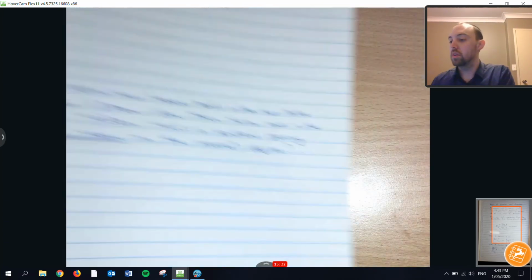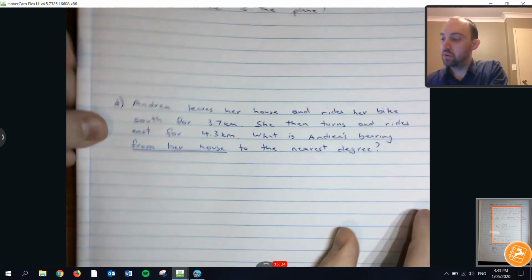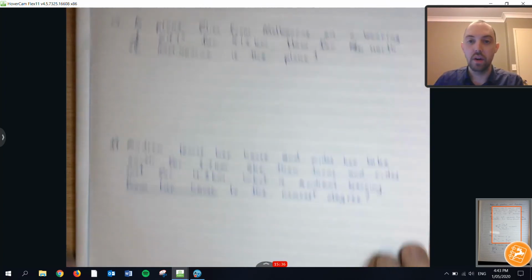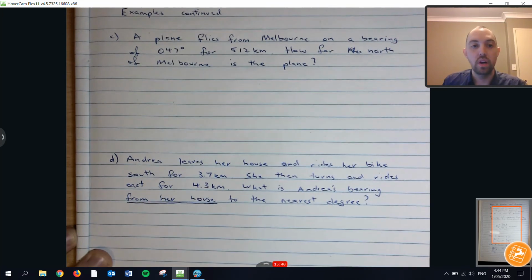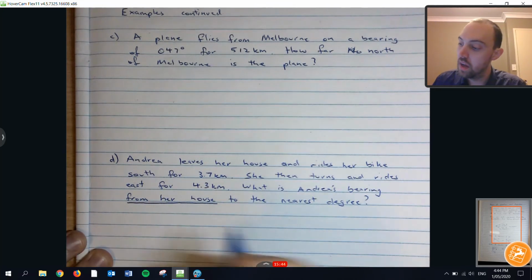Keep going. We've got 2 more examples to run through. This time they're going to be about bearings. The plane flies from Melbourne on a bearing of 47 degrees for 512 kilometers. How far north of Melbourne is the plane?